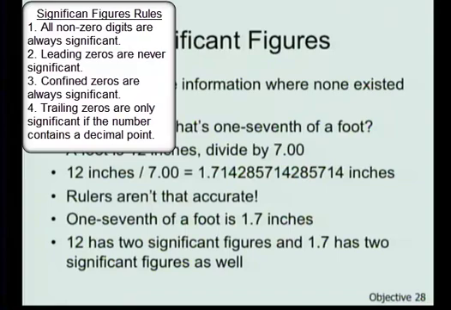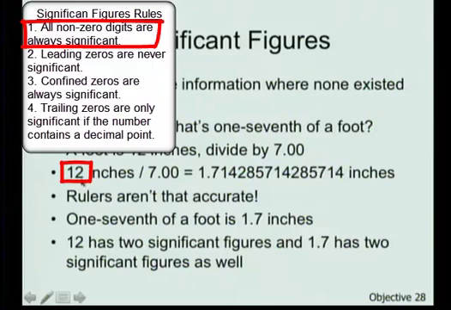And there are rules for this. Basically, any digit that's 1 through 9, not any number that's 1 through 9, any digit, so you have 1, 2, 3, 4, 5, 6, 7, 8, 9, those are significant. So if I look at this calculation, in this number I used in my calculation, there are 2 digits here, and they are significant digits.